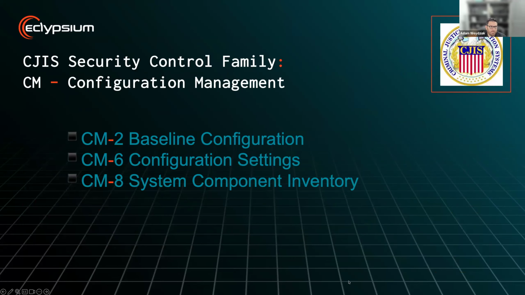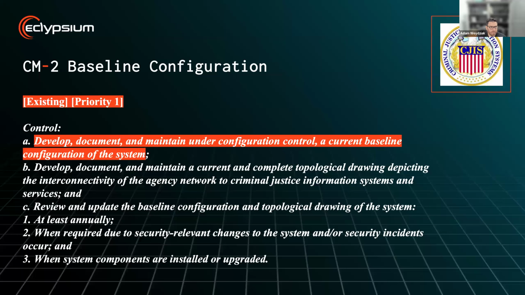And then, as I mentioned previously, I just wanted to also touch on the configuration management security control family. There were updates in 595 to this section. So I'm going to talk about CM2 baseline configuration, CM6 configuration settings, and CM8 system component inventory. I think you'll see as we go through, these are very commingled in my opinion. There's a lot of crossing of the requirements here. They could almost be blended together.